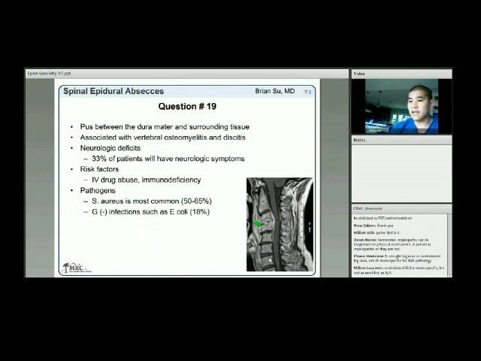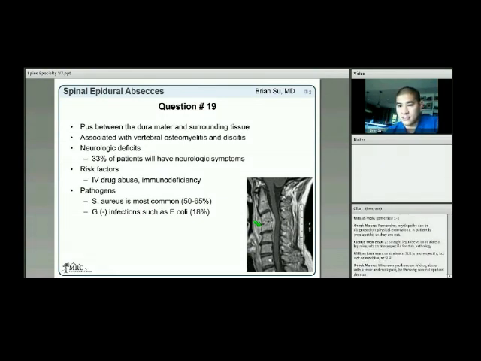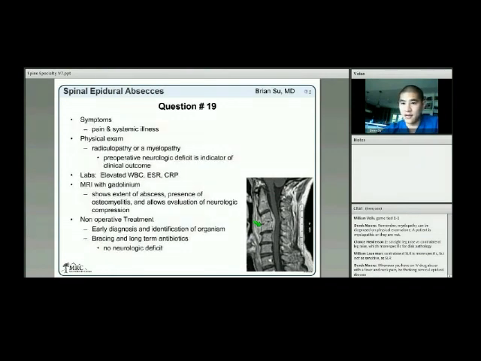Risk factors: if they tell you the person is immunodeficient, diabetic, or an IV drug abuser, you automatically know that the person could possibly have an infection. The pathogen Staph aureus, as in most things in orthopedics, is going to be the most common pathogen. Gram-negative infections such as E. coli with urinary tract infections, etc., are also very common.